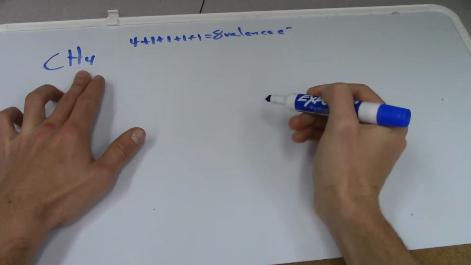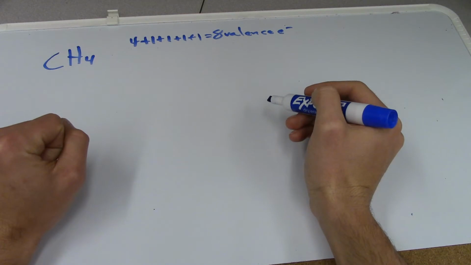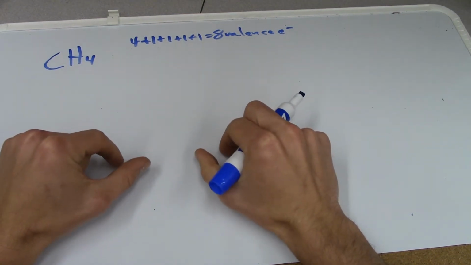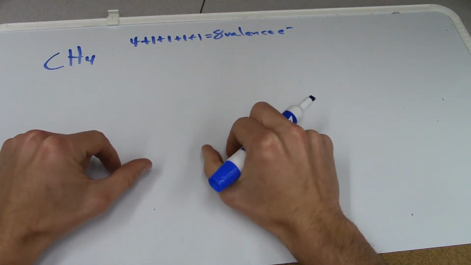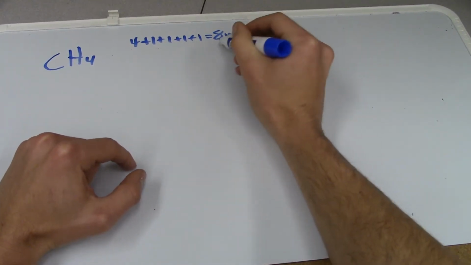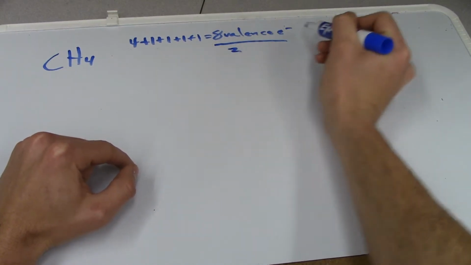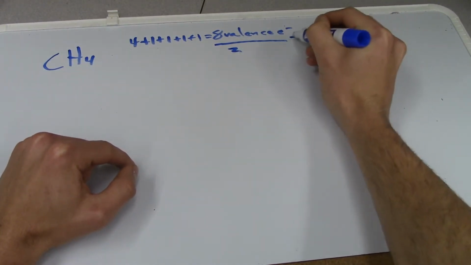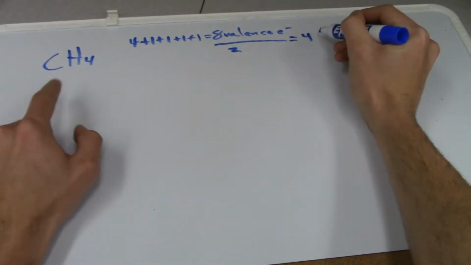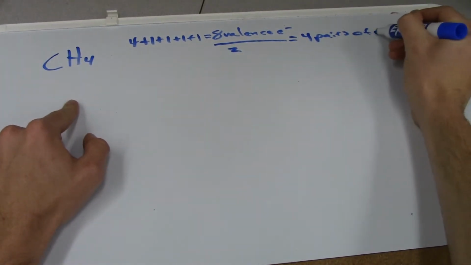The next step I'm going to figure out is how many pairs of electrons this results in. In covalent compounds, electrons are always going to be paired up in either bonds or in lone pairs, so it helps to move pairs of electrons around. So to find out how many pairs, I'm just going to divide my total number by 2. So I know that I'm going to have 4 pairs of electrons to work with.